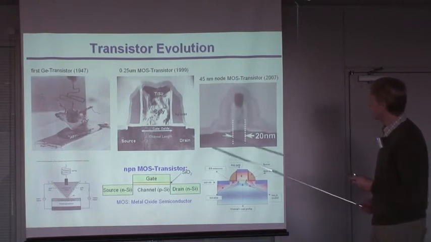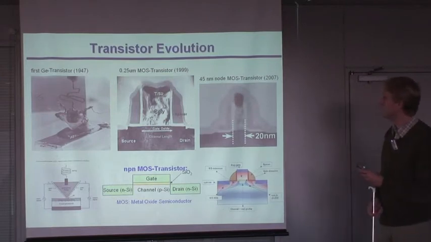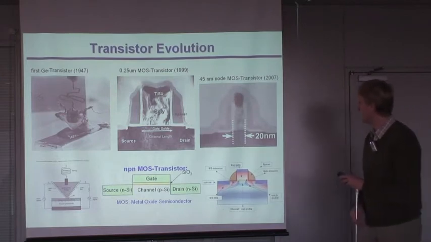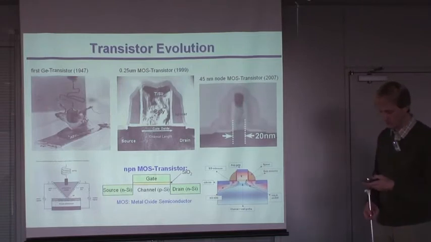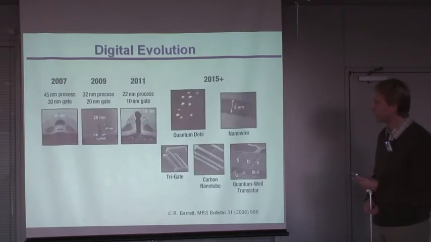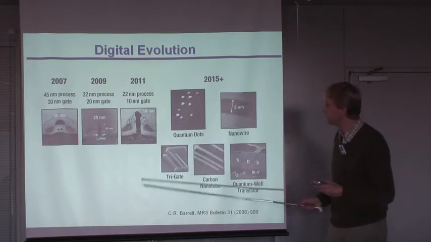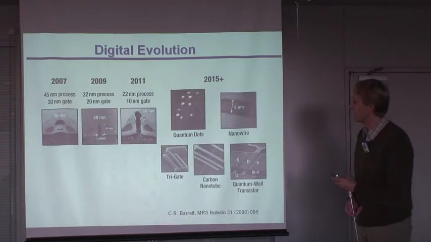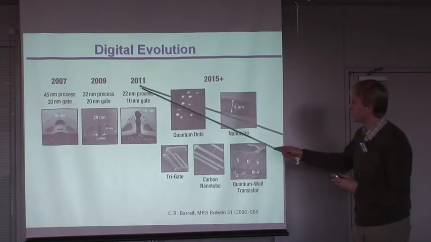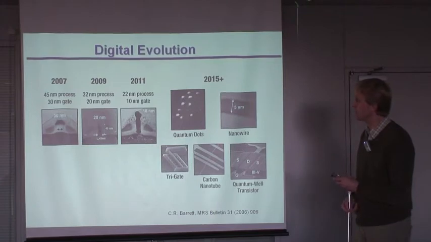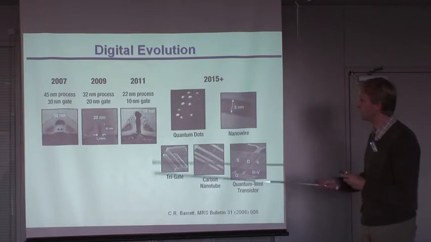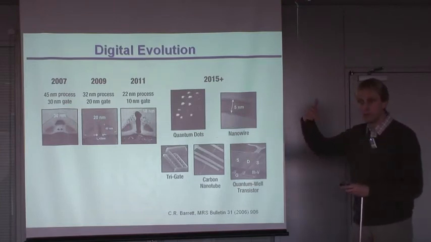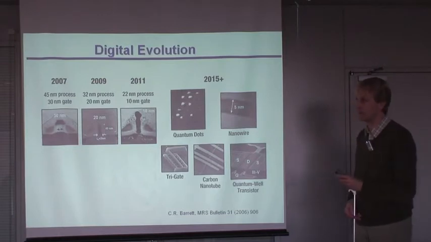Okay, so this is 2007. We had this kind of node, the 45 nanometer node, with a channel width here of about 20 nanometers. So this means the total device is about 45 nanometers. But it can still continue this shrinking. Here are some prototypes of other transistors which are already working. And here you see, for example, one which one would expect in 2011, the 22 nanometer process with a 10 nanometer gate. But beyond that date, of course, we don't know yet exactly what will happen.